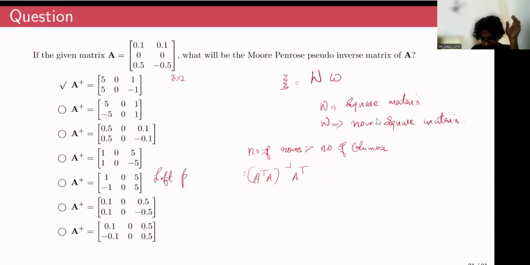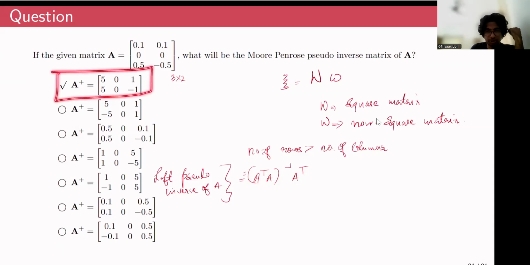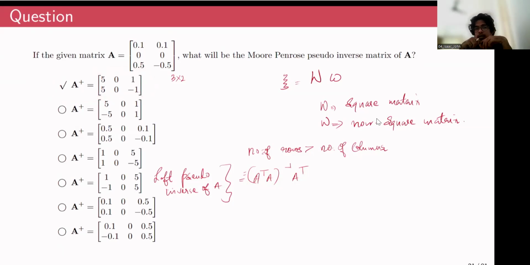Left pseudo inverse of A is defined as A transpose A, the whole inverse, A transpose. So if you do that, you will get the pseudo inverse of A, which turns out to be option A, right? So this is only applicable if the number of rows is greater than the number of columns.